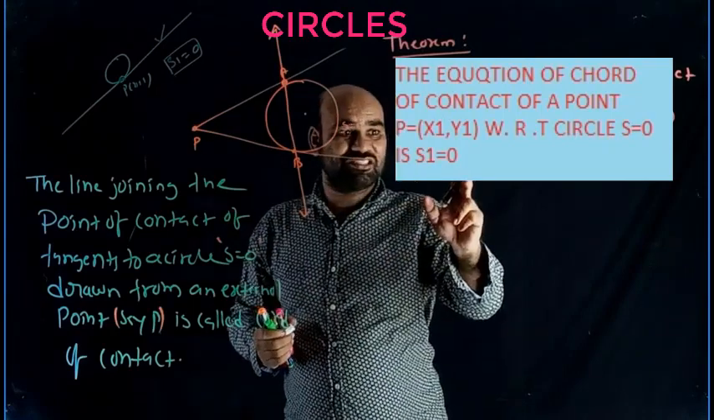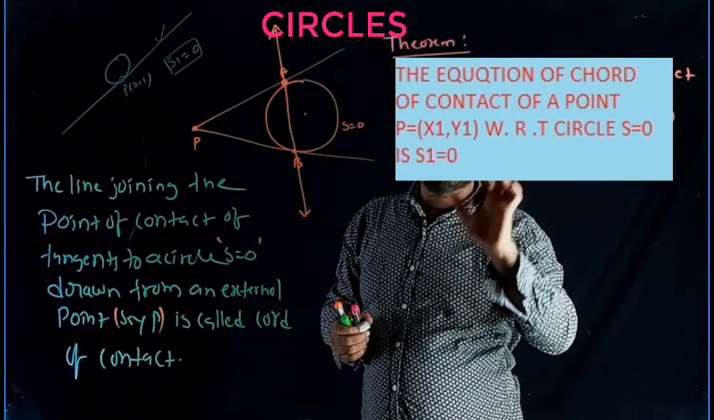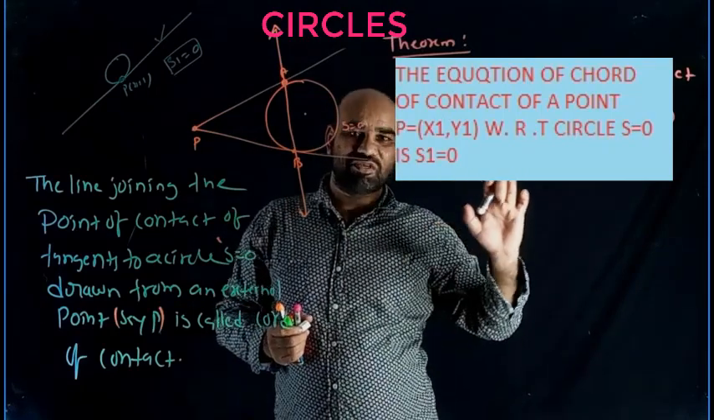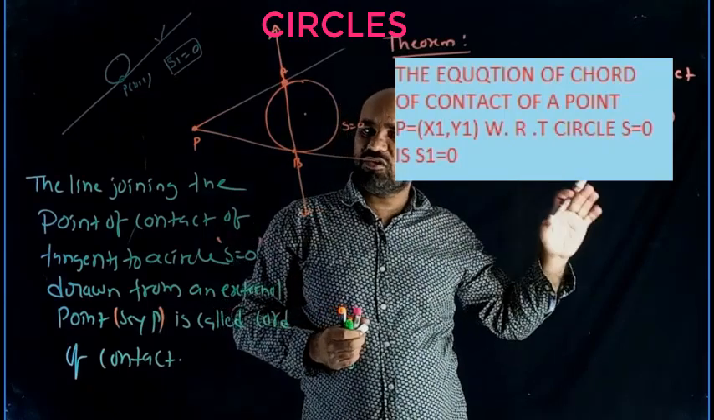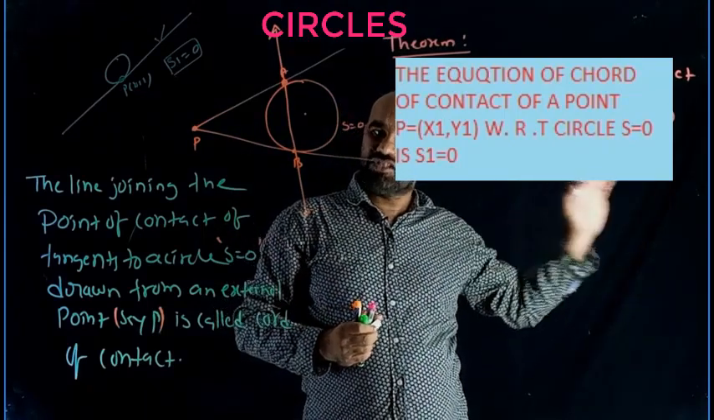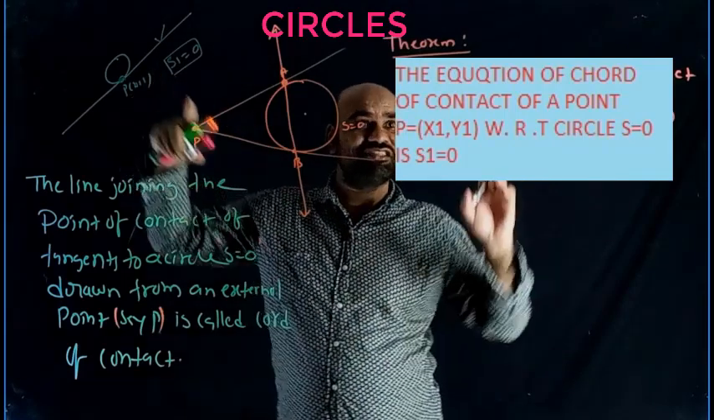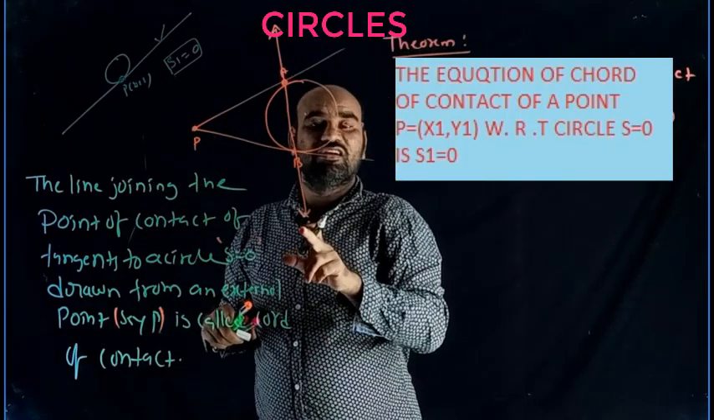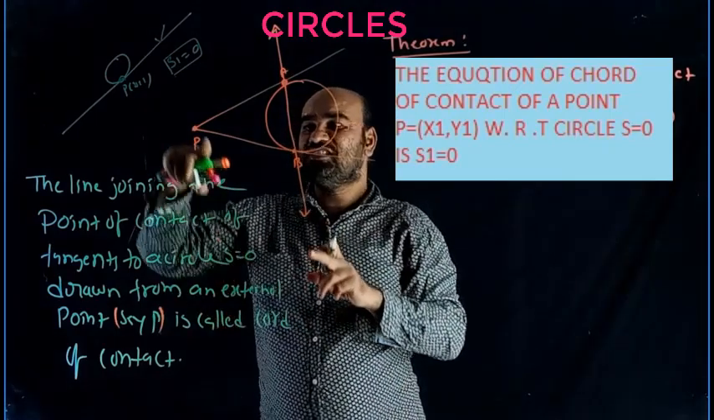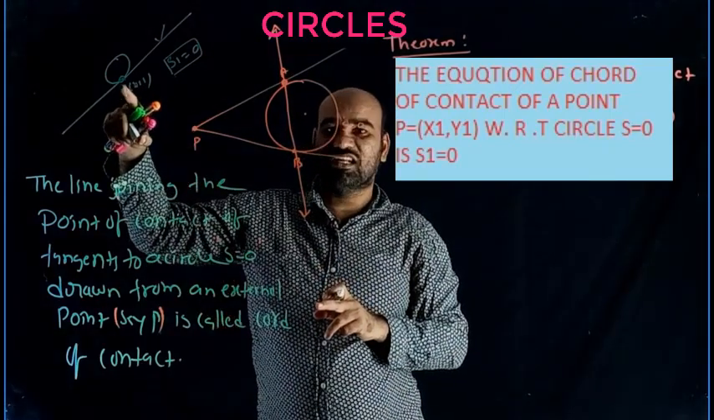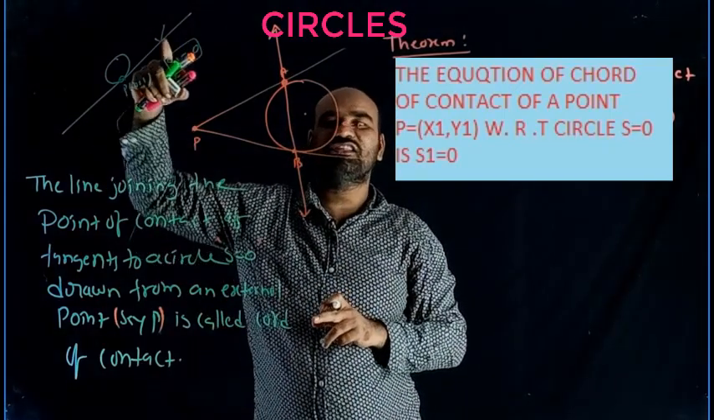Here also S1 equal to 0. S1 stands for the same xx1 plus yy1 plus g times (x plus x1) plus f times (y plus y1) plus c equal to 0 only. Don't get confused. This is the equation of the tangent, this is the equation of the chord of contact. But what is here, P outside? No, here P is on the circle. Through that P you can draw a unique tangent, and that equation is S1 equal to 0.